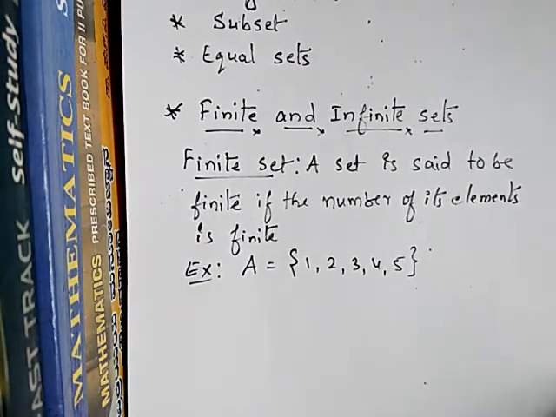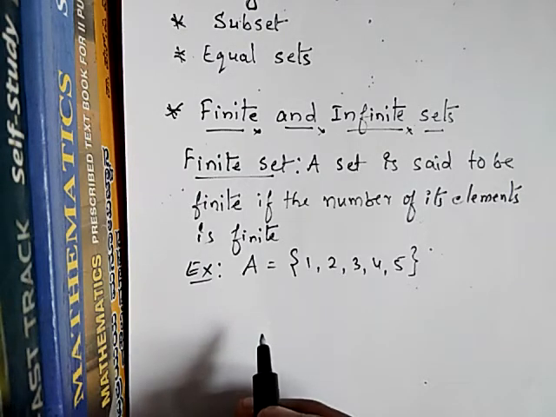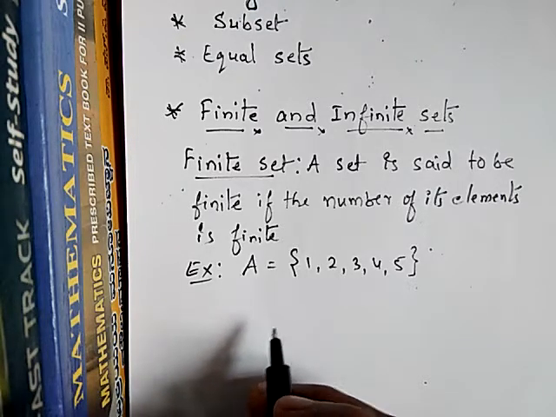Again, for example, the set of letters in the English alphabet is finite, since it has only 26 elements. In the alphabet A B C D, how many are there? Totally 26. That is also a finite set. The set of all multiples of 5 less than 1000 is a finite set. Like that, you can give any example.